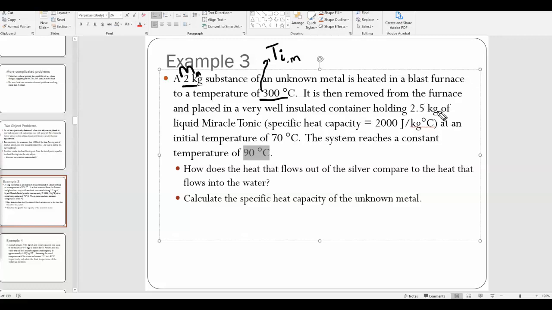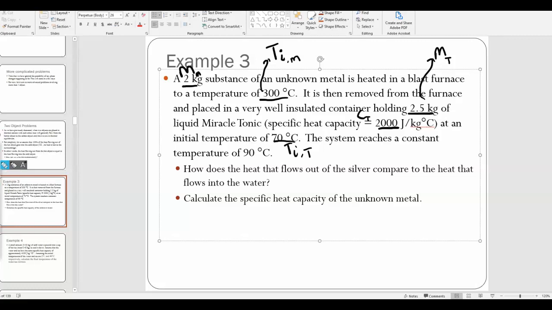All right. It's then removed from the furnace, placed in a container holding 2.5 kilograms of liquid miracle tonic. So I'm going to call this mass, I don't know, mT for m tonic, I guess, with a specific heat capacity of 2000. Okay, so that's going to be cT. And that has an initial temperature of 70 degrees Celsius, so I'm going to call that Ti of the tonic. Now look at the last sentence. The sentence says the system reaches a constant temperature of 90 degrees Celsius.